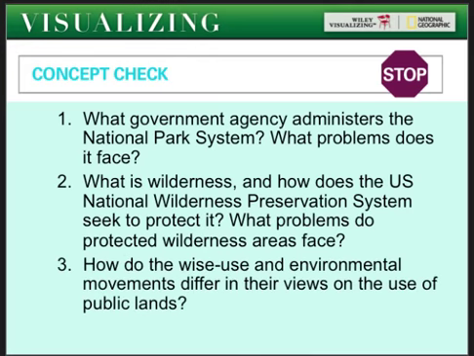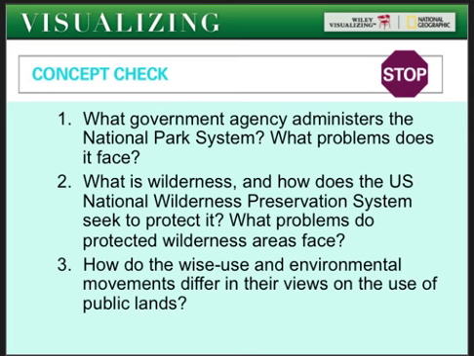Next question, how do the wise use and environmental movements differ in their views on the use of public land? Those who wish to exploit resources on federal lands believe that the primary purpose of federal land is to enhance economic growth, and are known collectively as the wise use movement. They generally think that the government overregulates environmental protection and that property owners should have more flexibility to use natural resources. Corporations often fall into this category.